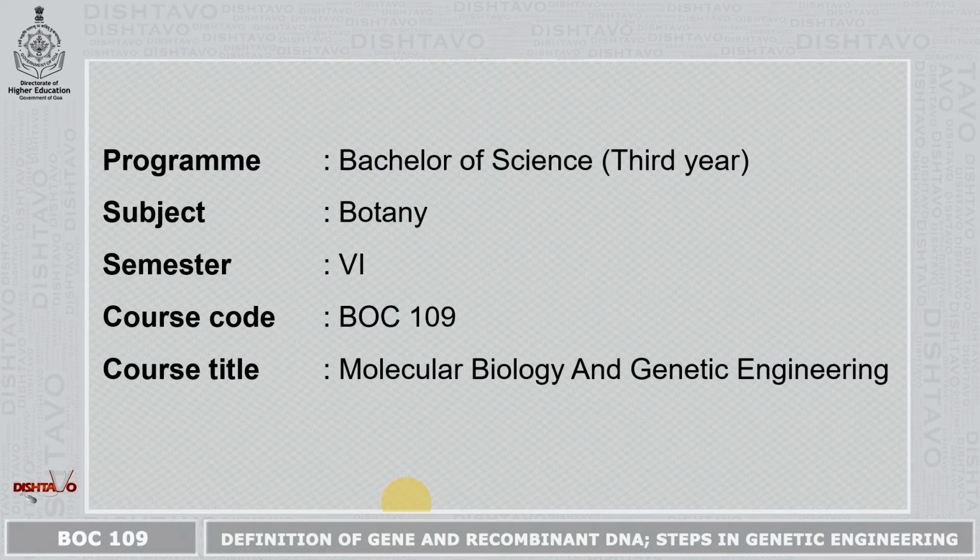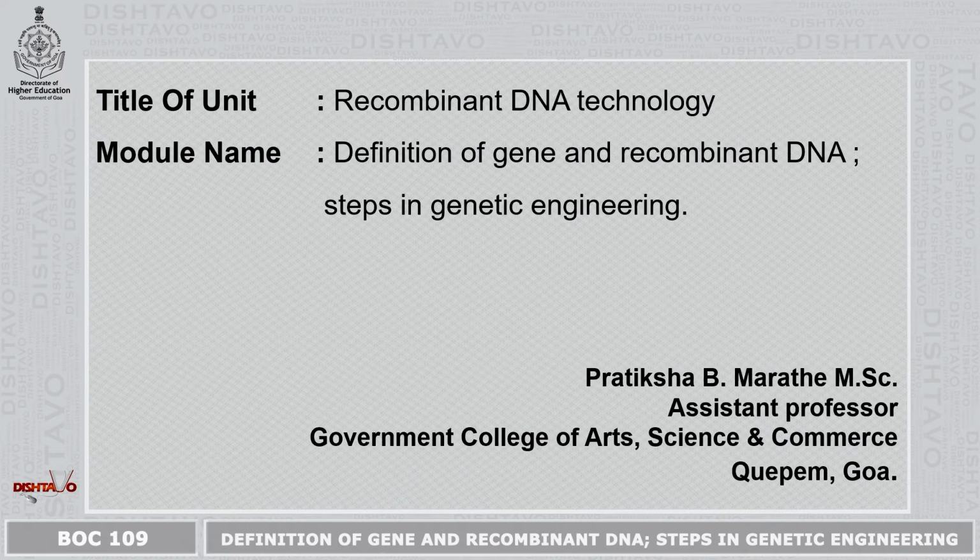So today's program is Bachelor of Science 3rd year. Subject is Botany, Semester 6. Course code is BOC 109. Course title is Molecular Biology and Genetic Engineering. Title of unit is Recombinant DNA Technology. Module name is Definition of Gene and Recombinant DNA and Steps in Genetic Engineering.